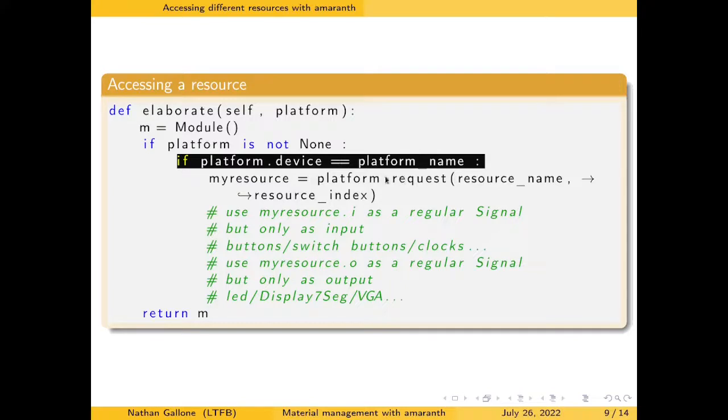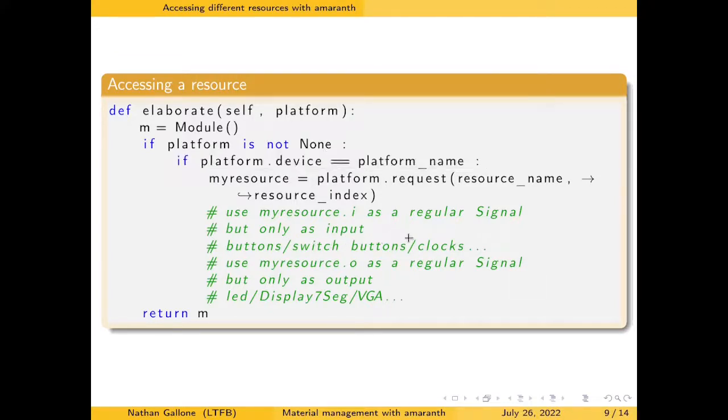And the request method of the platform class allows you to create new signals, like my resource here, which you can use just as regular signals. So if your resource is an input resource, you can use myResource.i to say, for example, that we want a signal to change every time we switch a button. And so if we request a switch button, we just use myResource.i as the input of this switch button.